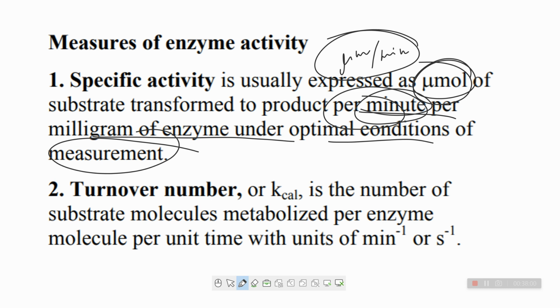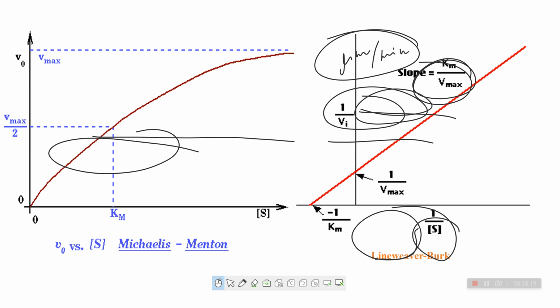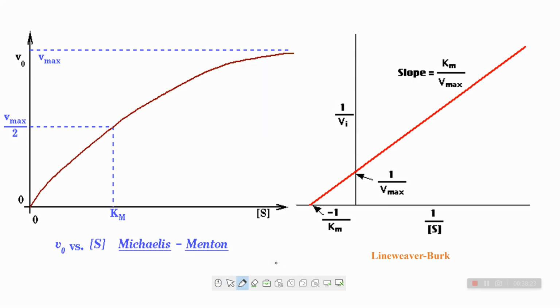Next is turnover number. That is kcat, the number of substrate molecules metabolized per enzyme molecule per unit time. The unit is per minute or per second. How much substrate does the enzyme catalyze in 1 minute or in 1 second? That is known as turnover number. Clear?